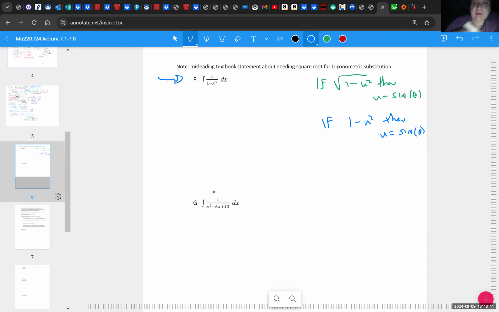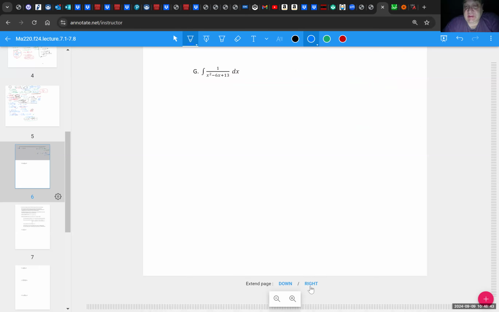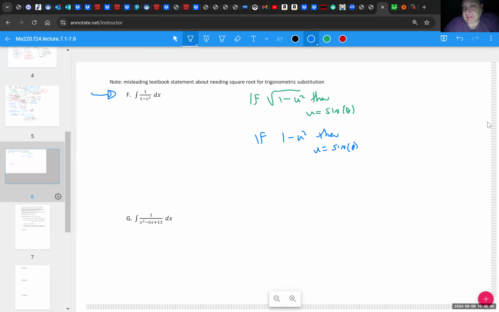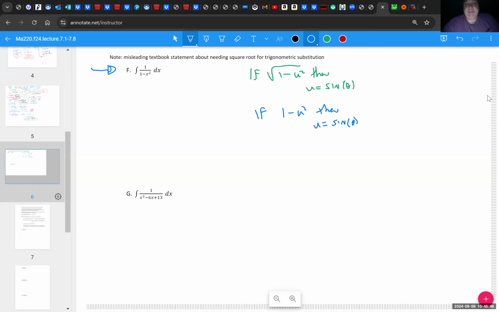Example F is a simple problem where I have 1 minus u squared, 1 minus a thing being squared, 1 minus x squared, and there ain't a square root to be found. And yet this is a perfect example of a problem that can be done using trigonometric substitution. I think the author wasn't really clear that you don't need a square root. It's common to have a square root, but it's not needed. So I have a couple of problems here, F and G, where there are no square roots, and yet it's still trigonometric substitution. Keep that in mind if you're taking notes from the book. It's a little bit misleading about having square roots in these types of problems.